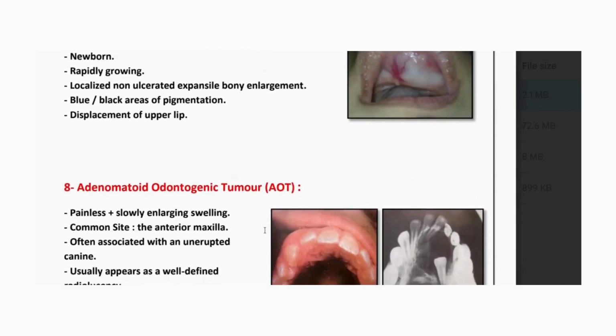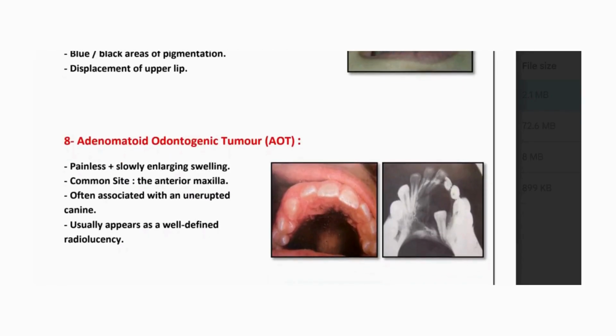Okay, another one of the examiners' most favorite questions is adenomatoid odontogenic tumor. What is important to know about this is that it's painless and slow growing. It's not the rapid one. So if something comes as a slow-growing enlarging swelling, you should think of AOT. The most common site is the anterior maxilla. You can see it in the picture, and in the radiograph again. It's often associated with an unerupted canine. It usually appears as a well-defined radiolucency.